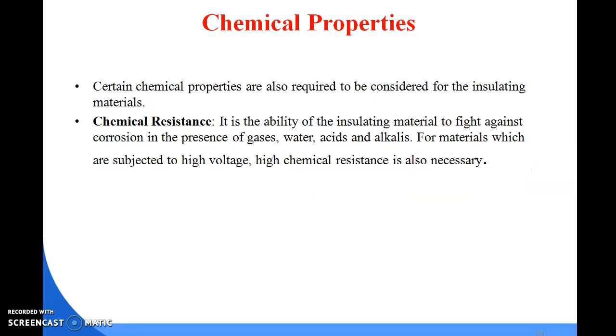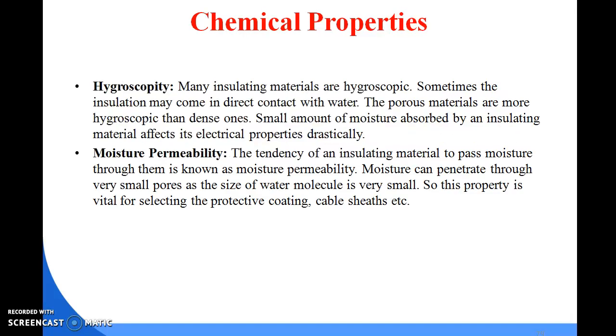Chemical resistance is the ability of insulating material to fight against corrosion in the presence of gases or water, acid, etc. That is called the chemical resistance subject to a high voltage. Another is hygroscopy. Sometimes insulation comes in direct contact with water. The porous material is more hygroscopic than the dense ones. Okay. A small amount of moisture absorbed by insulating material affects the electrical properties drastically. That is the point of hygroscopy.